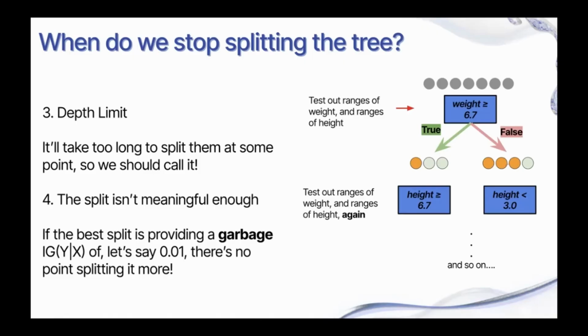And then the last one: the split is not meaningful enough. Let's say you're here and you want to make a split, but somehow the best split gives you a garbage information gain of 0.01. There is no point in going any further. You would rather use your resources somewhere else instead of continuing down this branch. Does that make sense as well? If the best split is garbage, don't keep going. Any questions before I move on?